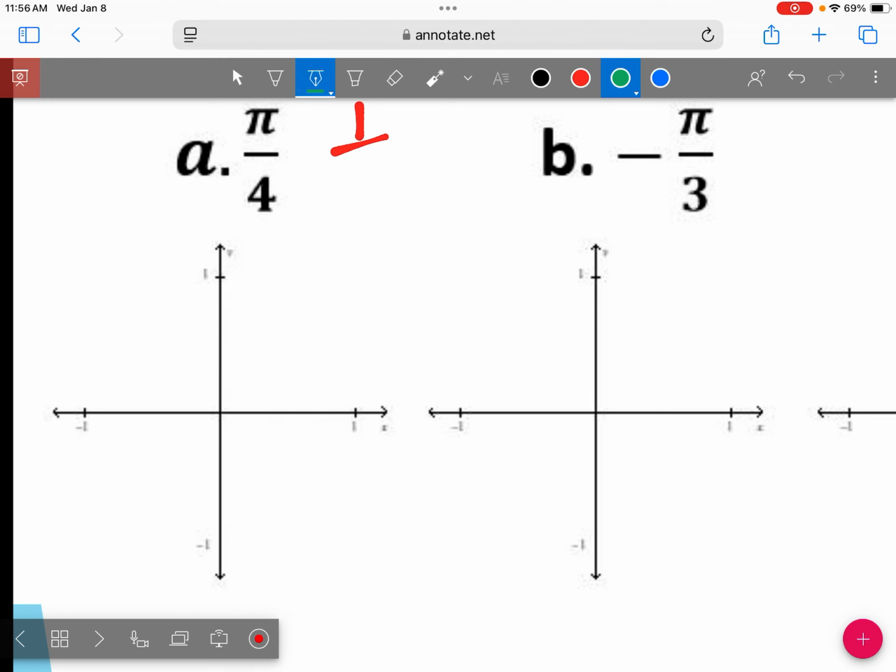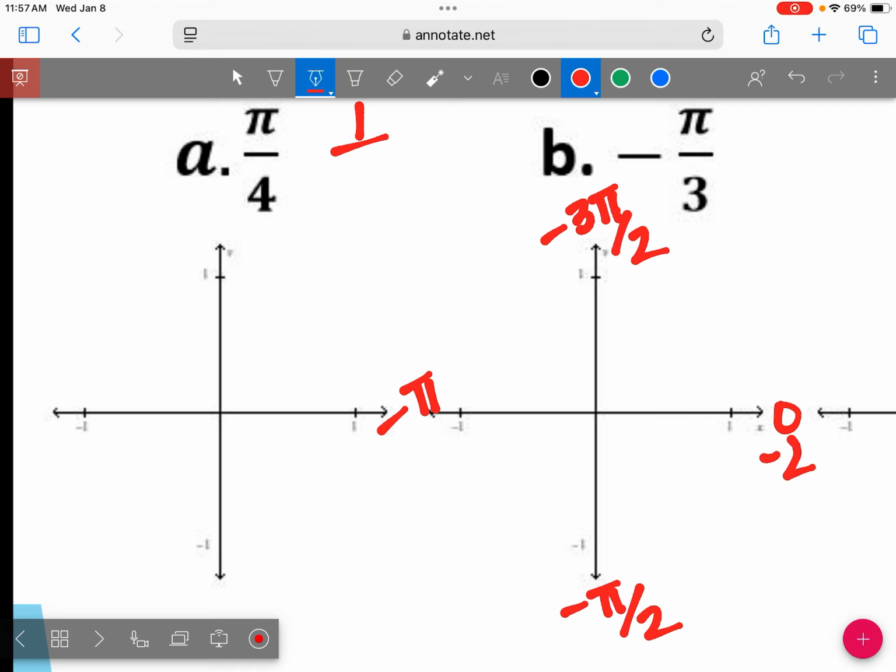So for B, this is 0. This would be negative pi over 2. This is negative pi, negative 3 pi over 2. And then this is negative 2 pi. So we have pi over 3, negative pi over 3. Which is kind of like saying 2/3. Not 2/3, 1/3. So I don't say it out loud, but I want you to look at it and see if you can figure out where 1/3 would fall.